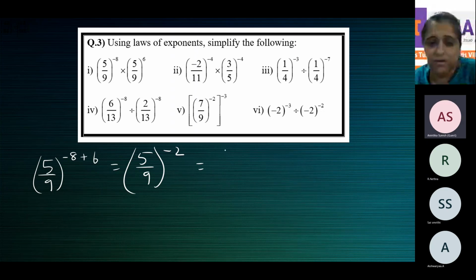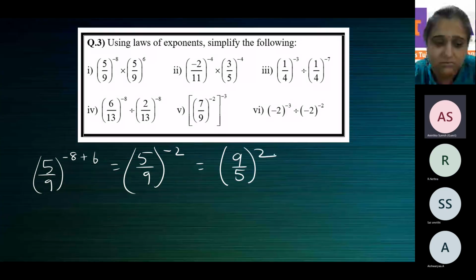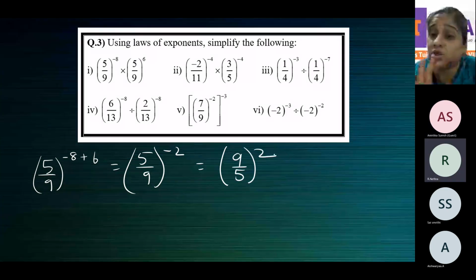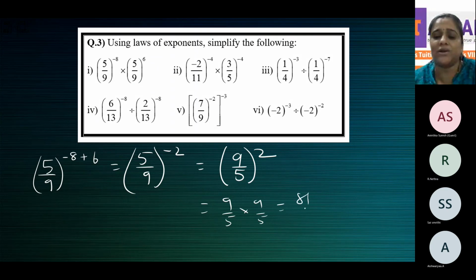So we change both: 5 by 9 becomes 9 by 5, and the power 2. You should write the equivalent. You should not write the reciprocal. And this was 9 by 5 into 9 by 5, which is 81 by 25.